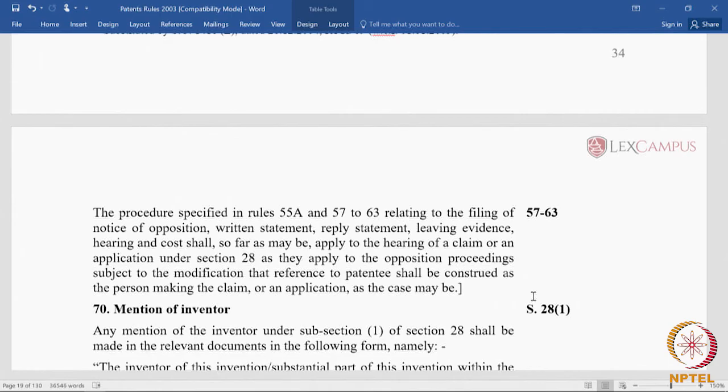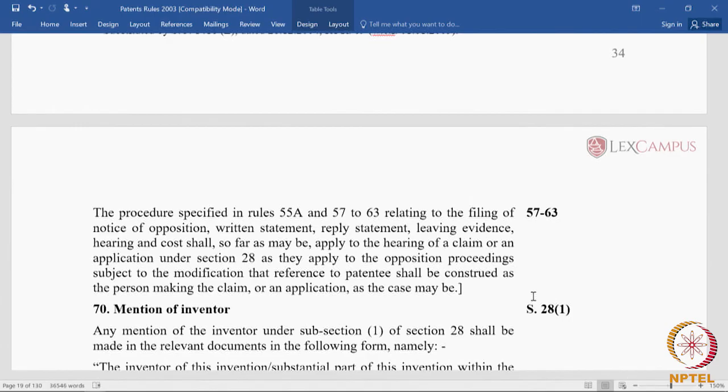If you want to file evidence beyond that, then there is a procedure for that, you have to seek special permission, then there will be a hearing and there can be an order on costs also. So, all the sequence that we saw in post grant opposition will apply not only for Rule 69, that is a proceeding under 28, but it will also apply for various other proceedings like surrender, for instance compulsory licensing.